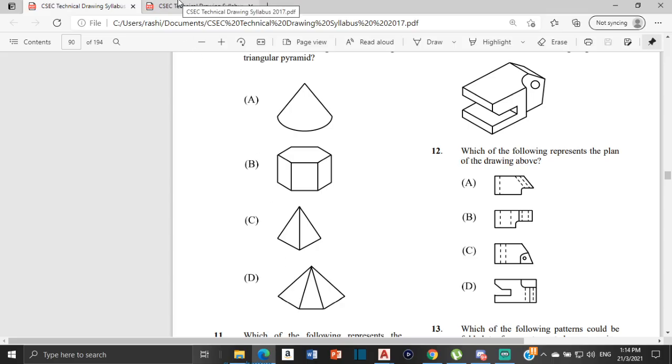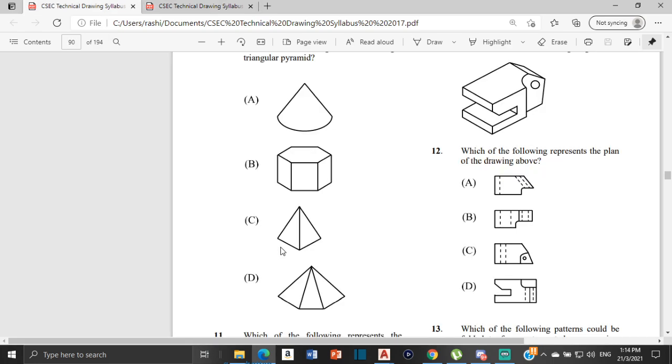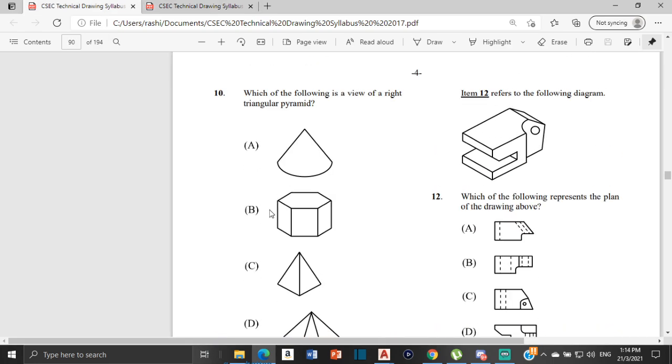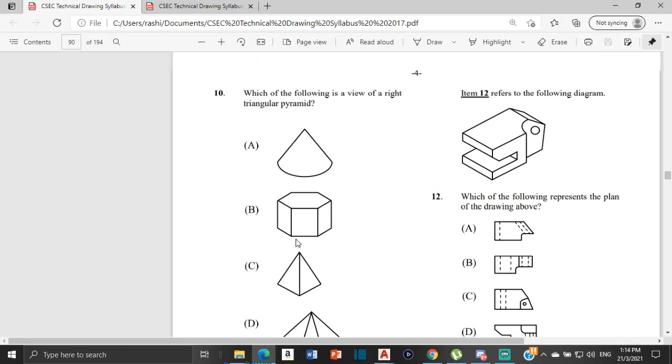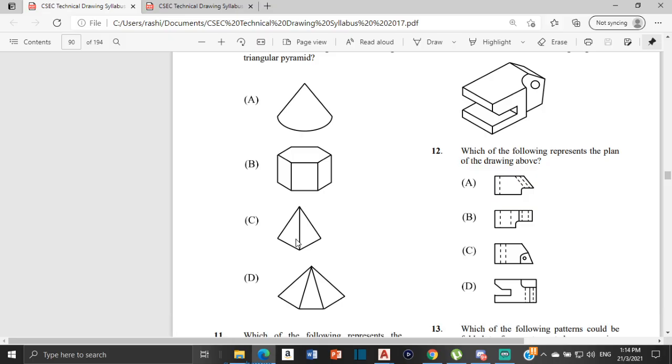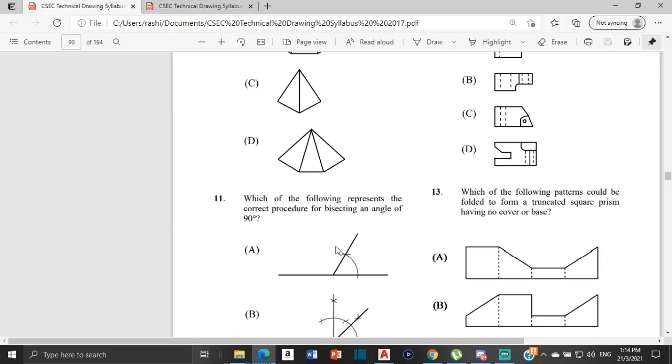According to this, number 10 is C. So number 10 right here, the answer is C. If you ever see a question like this again, which one of these shows the view of a right triangular pyramid, you will know that in an isometric view, it would look like this right here. So this is our right triangular pyramid. C. Good.